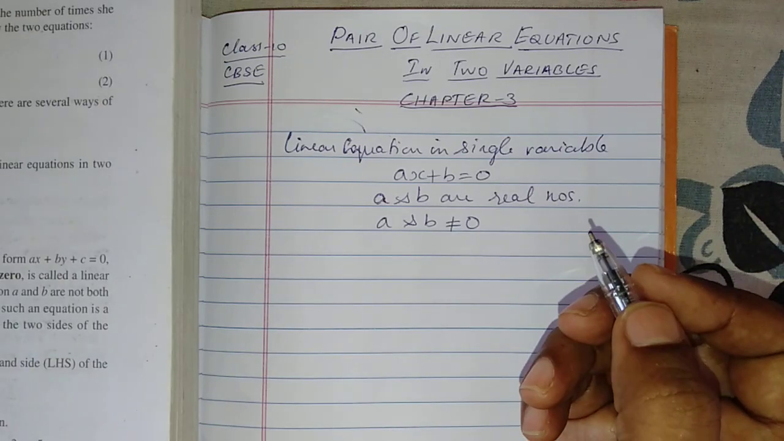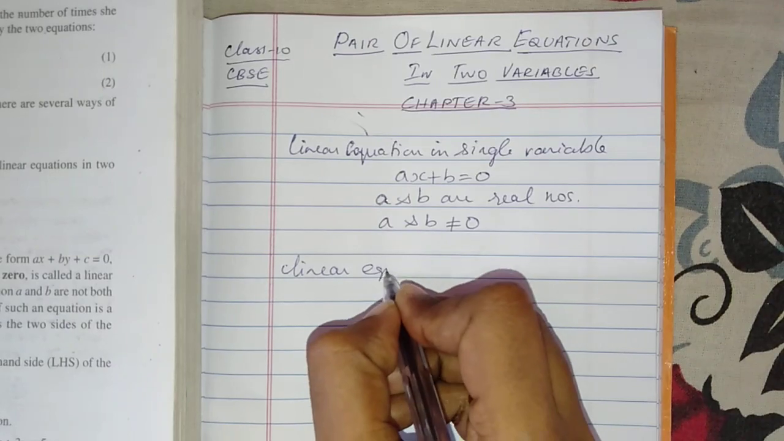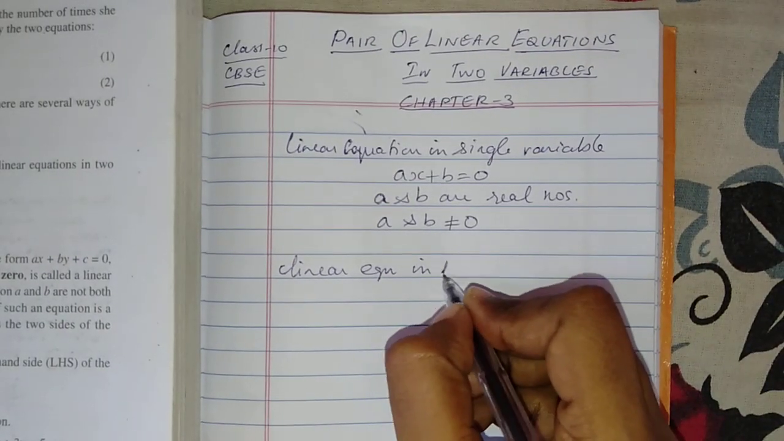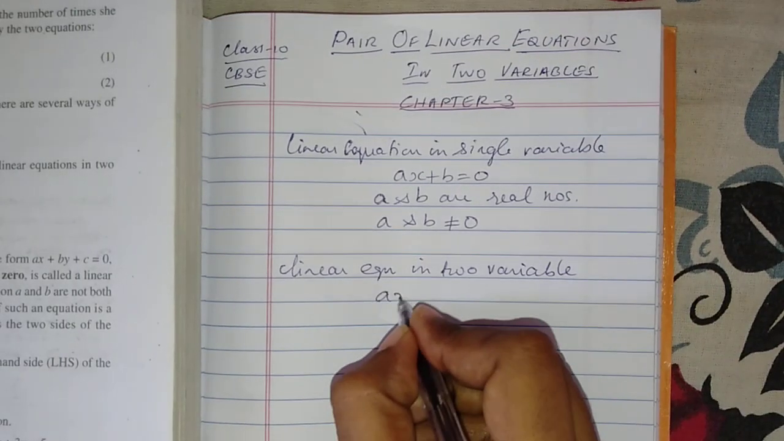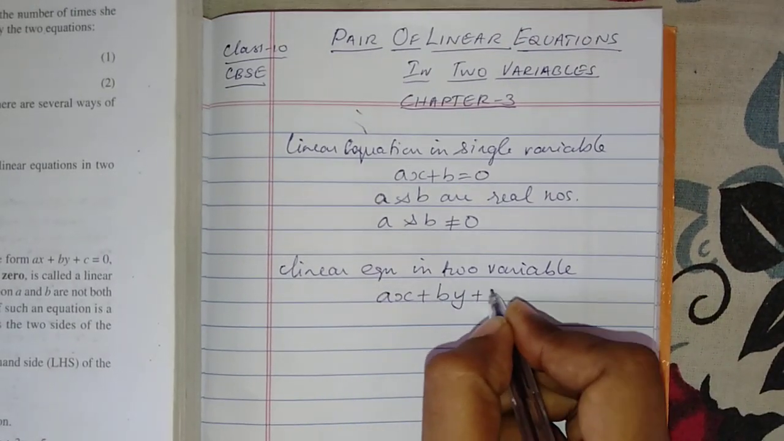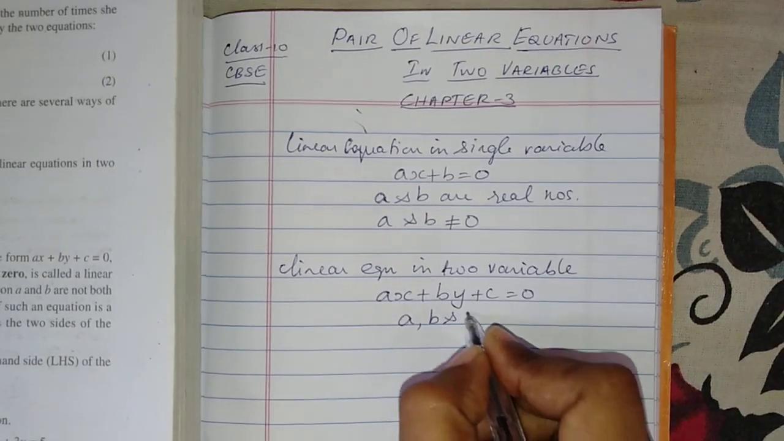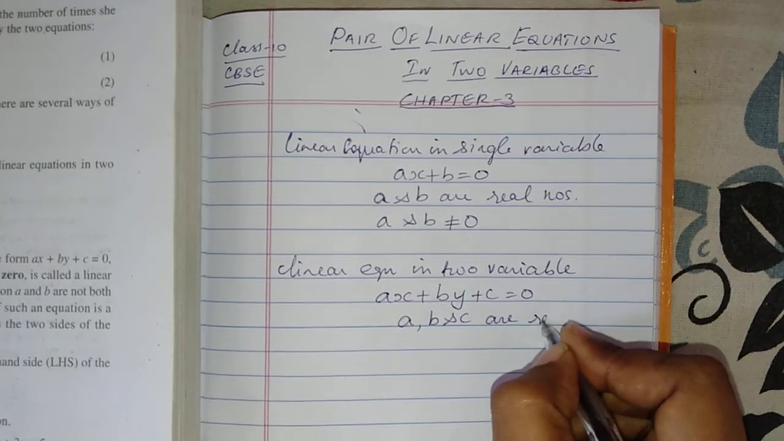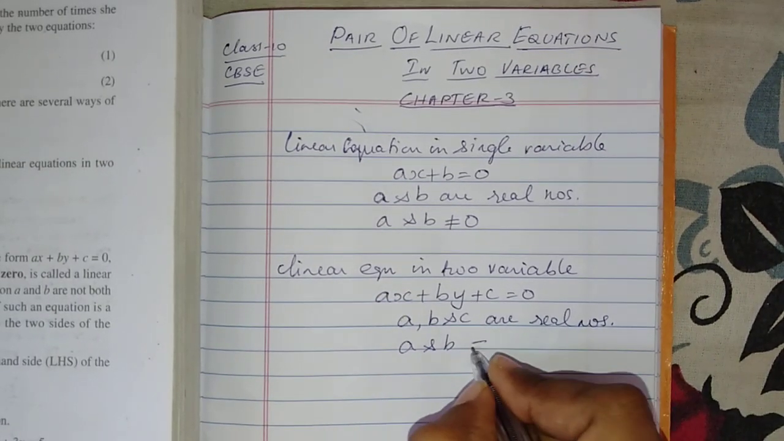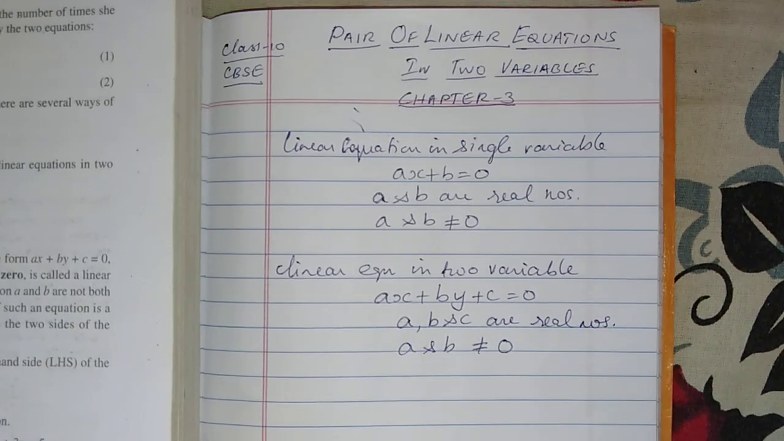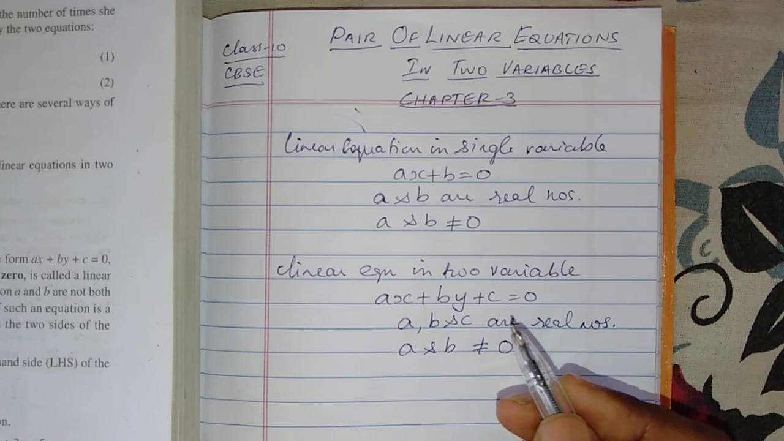Now linear equation in two variables can be written in the form ax plus by plus c is equal to 0. Here a, b and c are real numbers and a and b will not be equal to 0. Here x and y are the two variables and a and b will be their coefficients.